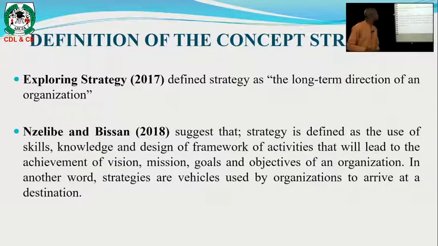Then Exploring Strategy 2007 defined strategy as the long-term direction of an organization. And then Inzelibe and Bisan 2018 suggest that strategy is defined as the use of skill and knowledge in the design of a framework of activities that will lead to the achievement of the vision, mission, goals, and objectives of an organization. In other words, strategies are vehicles used by organizations to arrive at a destination.